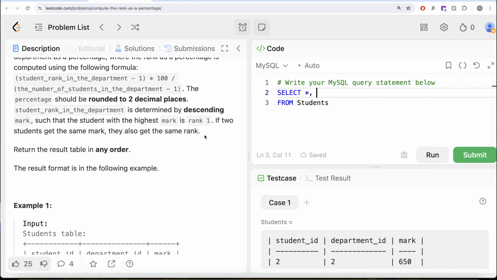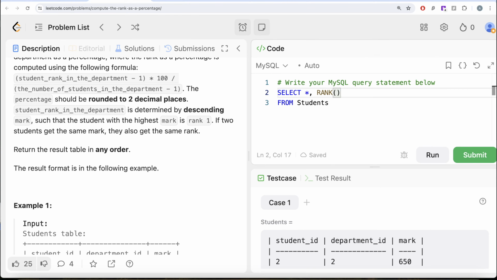Let me go ahead and use the rank first, and if it does not work out, I will go ahead and change it with dense rank. So let me rank this. This will ensure that yes, if two students are getting the same mark, they also get the same rank. But if there is a tie, it will skip the next rank.